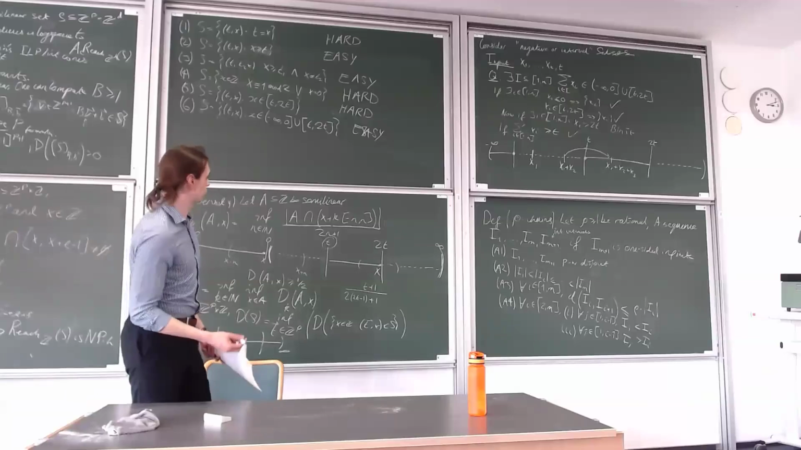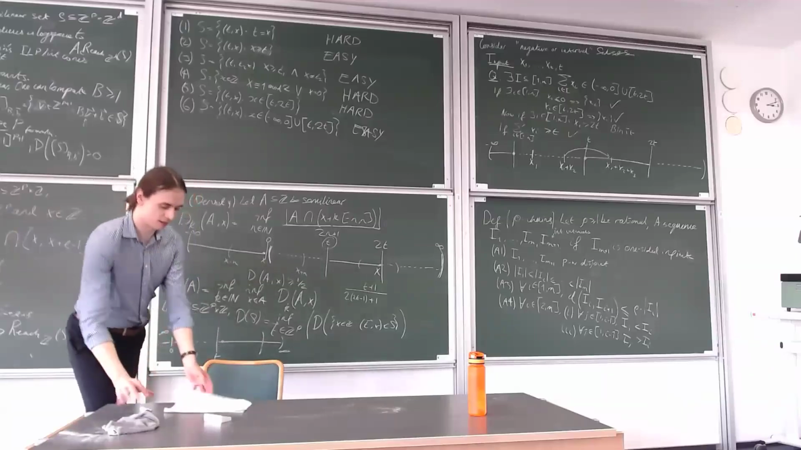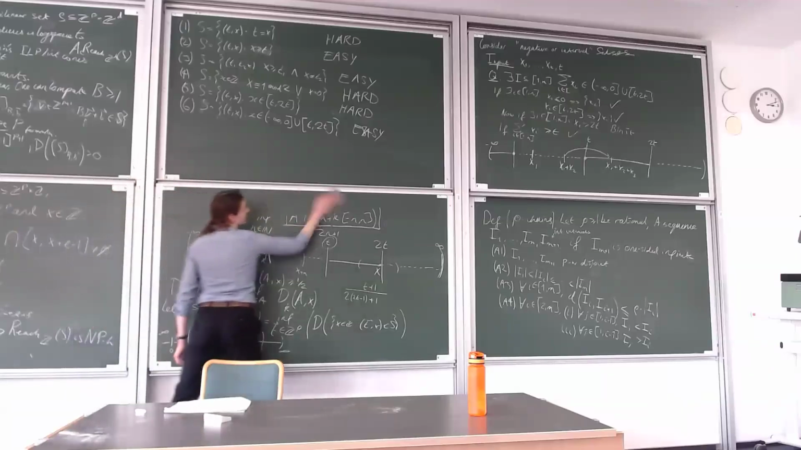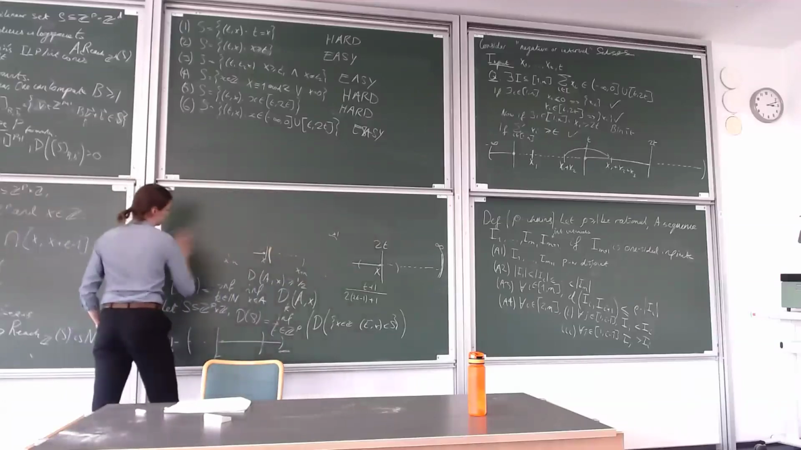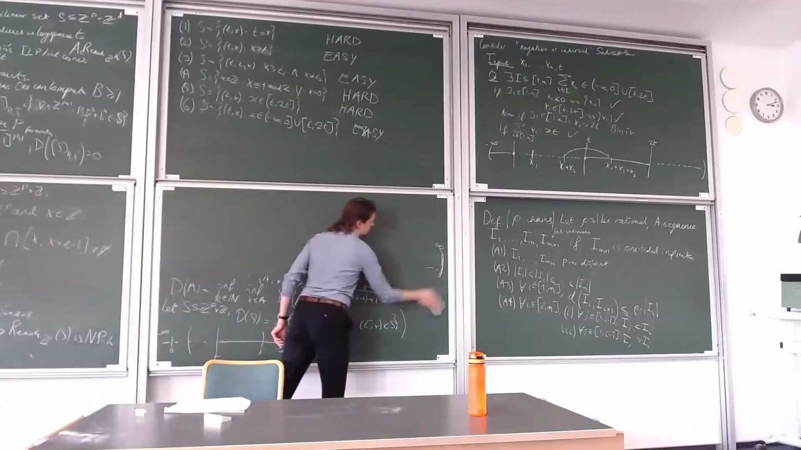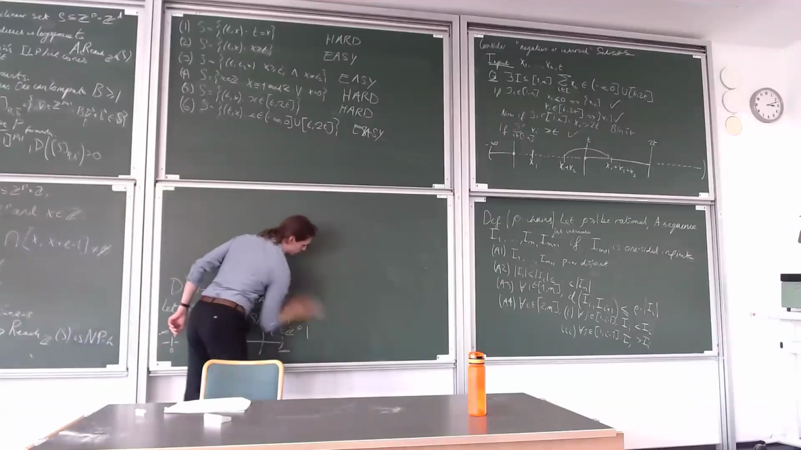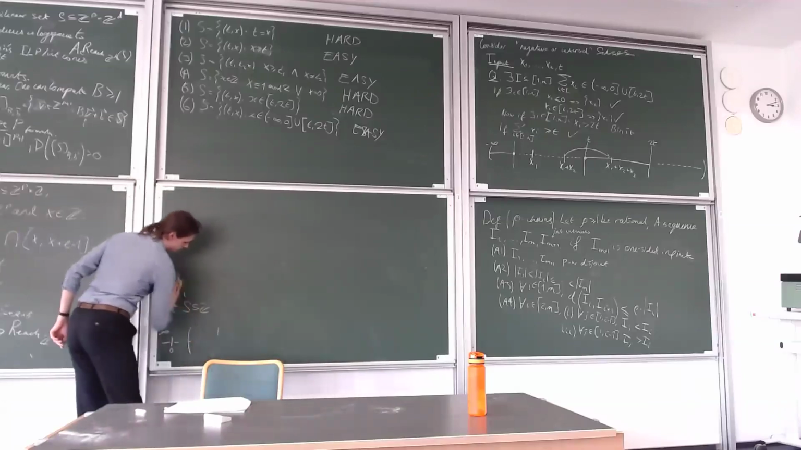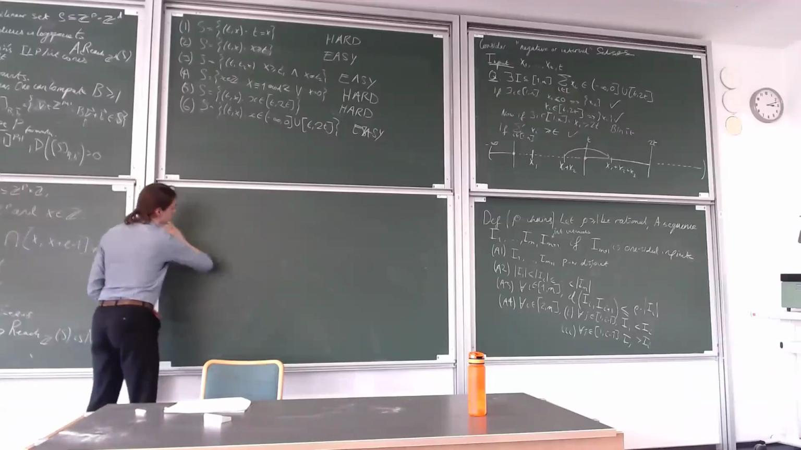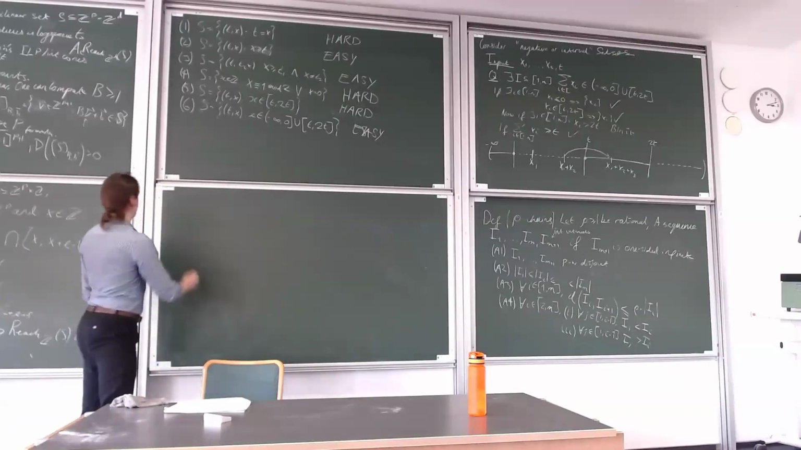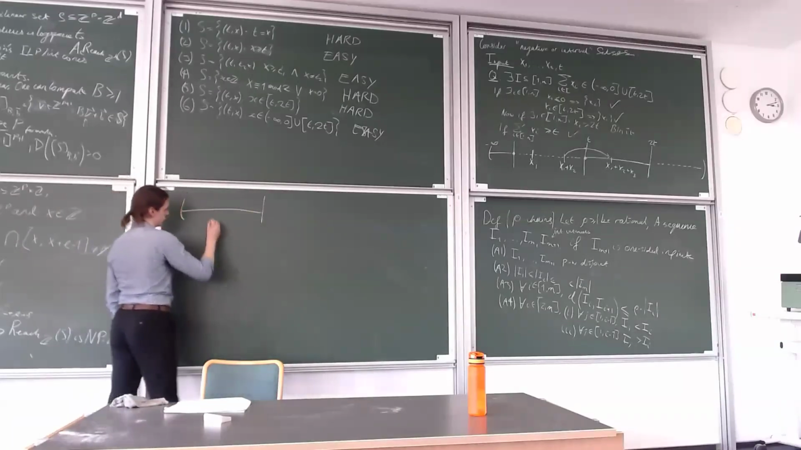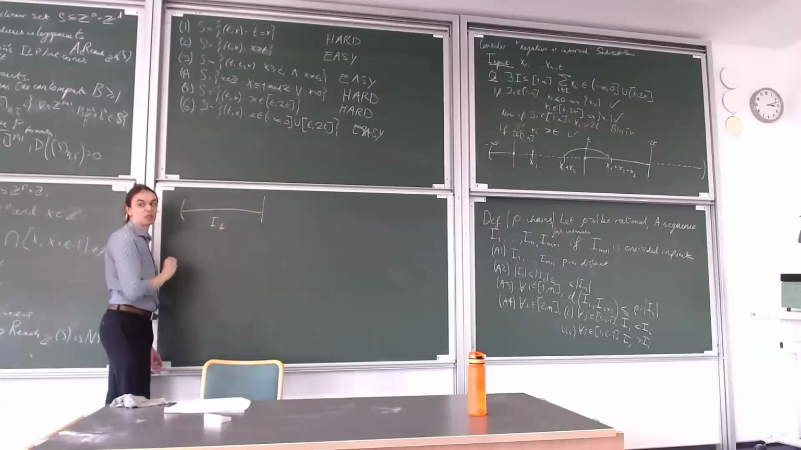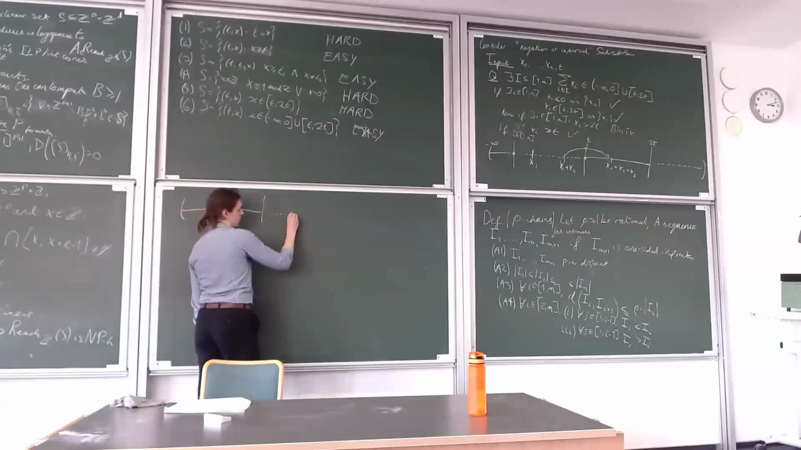Okay, I'll draw a picture as promised. Right, let's do the right side. So imagine I have an interval, which is infinite, n is going to be 3.